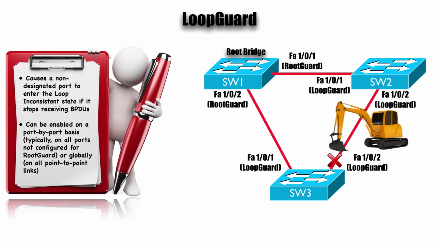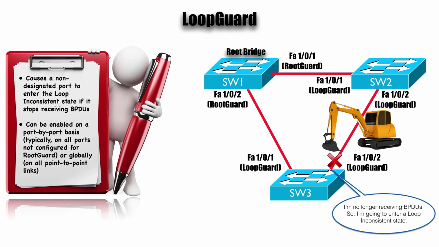You may have heard the term in the industry backhoe fade. We give that name to a situation where we might have some digging going on in the environment, and we might have a backhoe that damages a fiber optic cable. Maybe it severs one of the fibers in a fiber pair. SW3 might say, I'm no longer receiving BPDUs. Does that mean that the topology is loop-free? No, just because SW3 is not receiving BPDUs, that's no guarantee that it's not sending BPDUs. We don't want to have a one-way loop. The great news is SW3 has that port, FastEthernet 1/0/2, enabled for loop guard. And since it stopped receiving BPDUs, instead of going into a forwarding state, it goes into a loop inconsistent state.